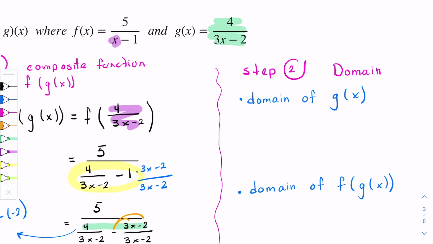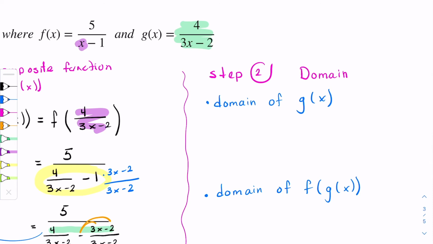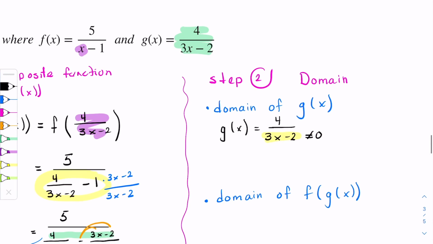All right, starting with the domain of g of x. g of x is equal to the fraction of 4 over 3x minus 2. If you go back to simplifying or finding domains, you should remember that the denominator cannot equal 0. Therefore, I can set up an expression of 3x minus 2 cannot equal 0, giving me 3x cannot equal 2, or x cannot equal 2 over 3. This is one of our restrictions, so this is part of our domain.